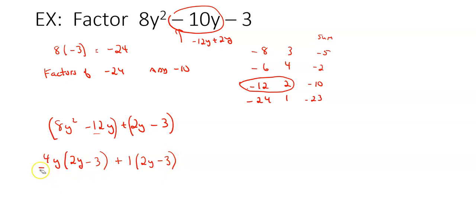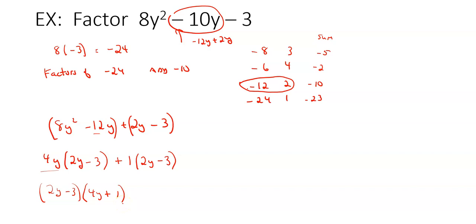Notice that because we did it correctly, we have the same term listed twice. We have a 2y minus 3 in both the first and second term. So what I'm going to do is I'm going to pull out that 2y minus 3. What's left when I do that? A 4y is left over here. A 1 is left over there.